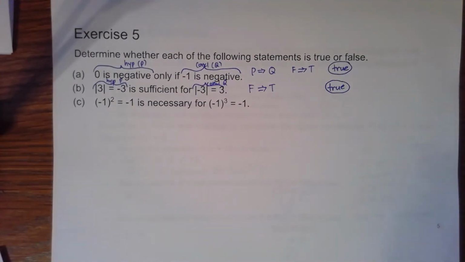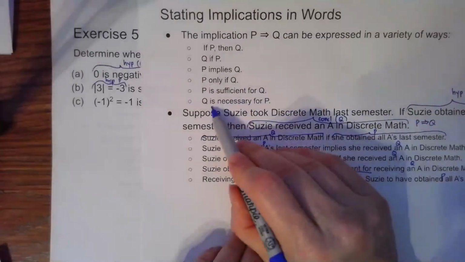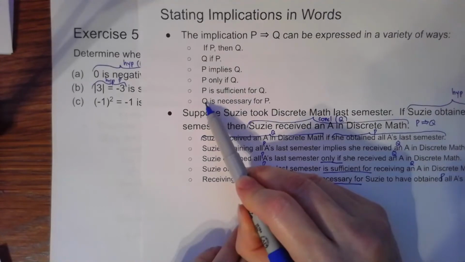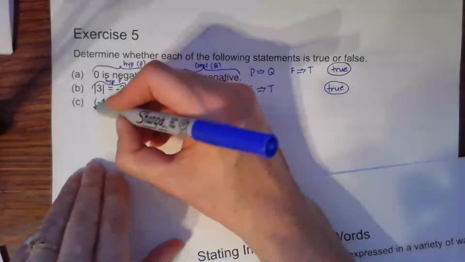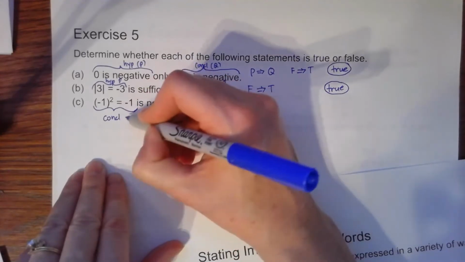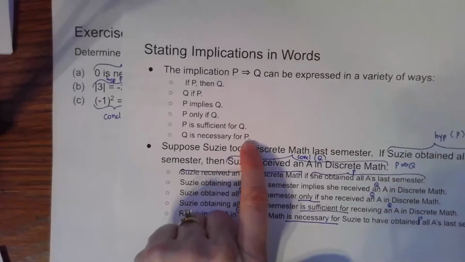And let's look at the last ones. We have the words "is necessary for." This is one of the tricky ones, where the conclusion comes first. So this is the conclusion, this is our Q. And then the P value comes second.